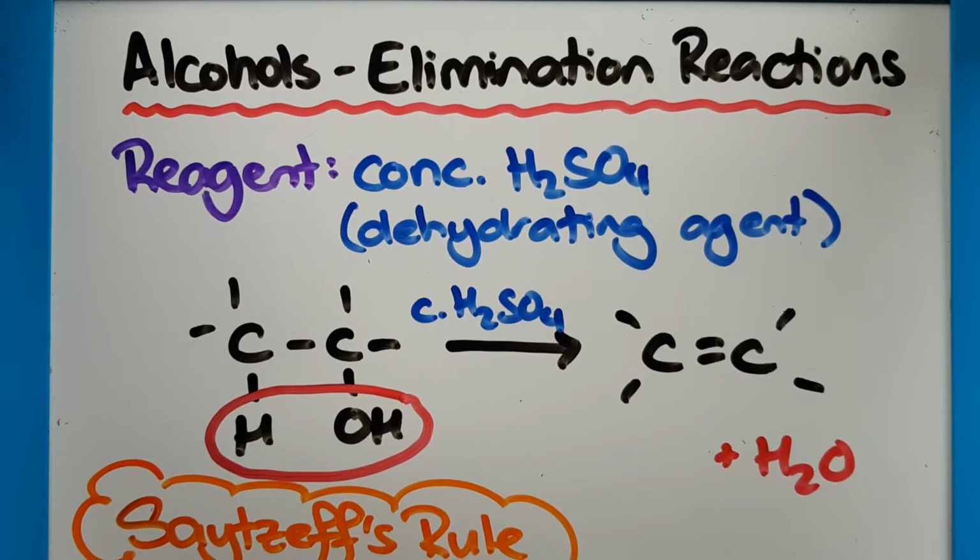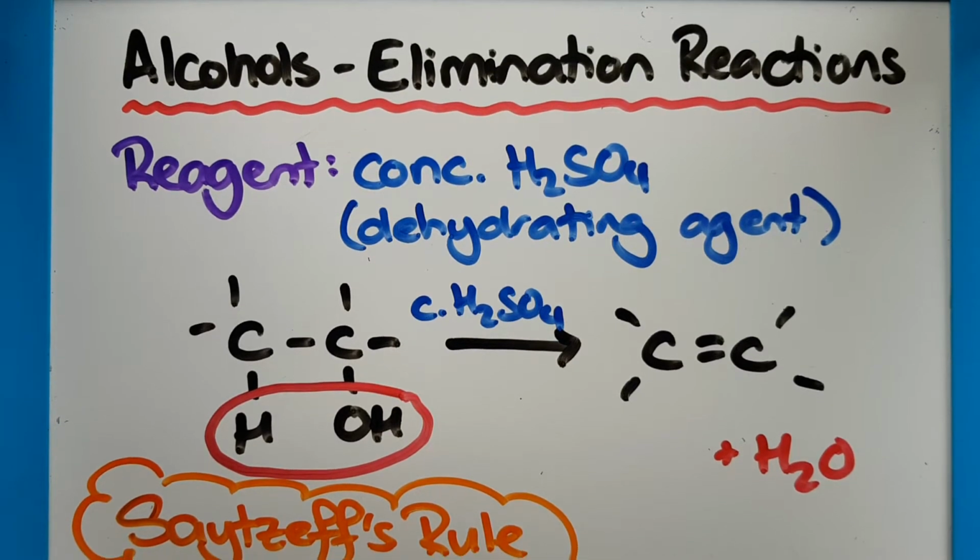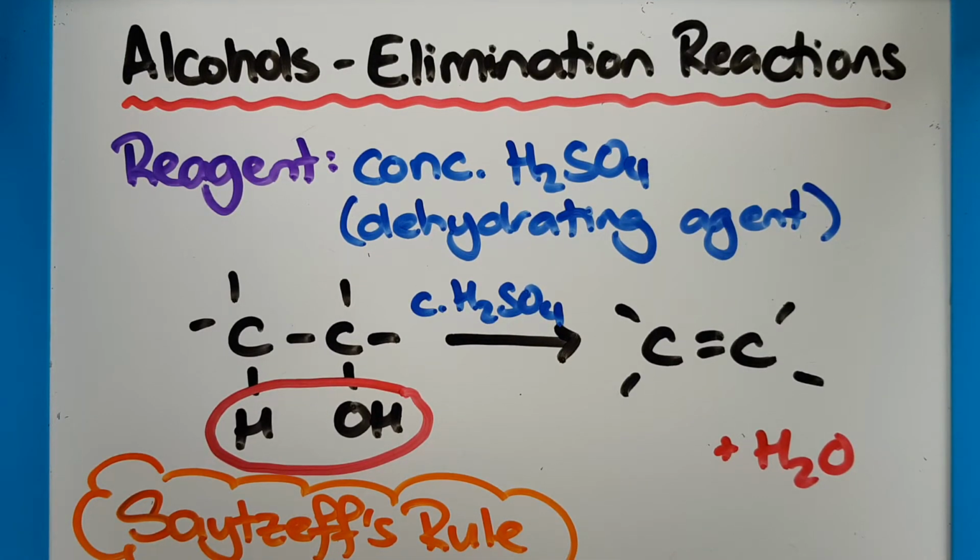Here we're going to look at one of the most simple reactions of alcohols, and that's called elimination. The reagent we use is concentrated sulfuric acid because it's a dehydrating agent. It effectively rips H2O out of the alcohol, so OH from one carbon and a hydrogen from a neighbouring carbon, to create a double bond, so to make an alkene, and of course water being our product.